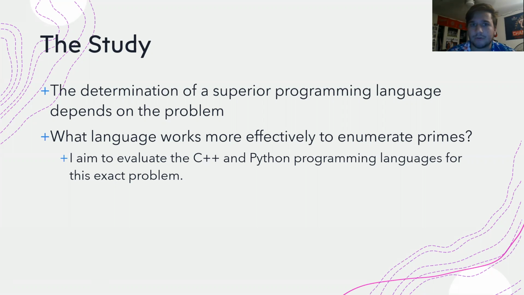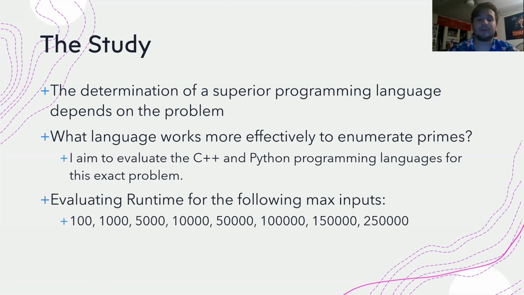And there's no official list of classifications for what is superior and what is not. That's really up to the user. And so what I'm going to do is evaluate the programs for runtime. And so the inputs I'm going to use are going to be consistent for both. And I'm going to use 100, 1,000, 5,000, 10,000, 50,000, 100,000, 150,000, and finally 250,000. And I'm going to compare the runtime that C++ outputs and that Python outputs.